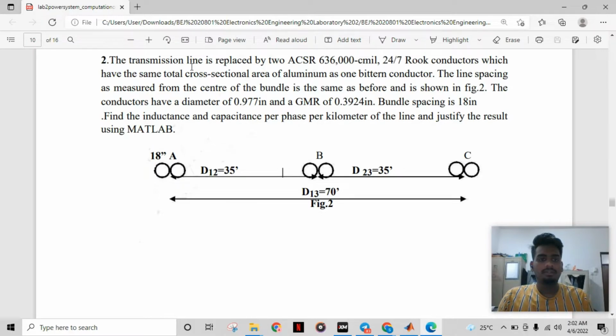Exercise 2 is that the transmission line is replaced by two ACSR 636,000 CMIL 24/7 conductors which have the same total cross-section area of aluminium as one Bittern conductor. The line spacing as measured from the center of the bundle is the same as before and is shown in figure 2. The conductors have a diameter of 0.977 inch and a diameter of 0.3924 inch. The bundle spacing is 18 inch. We need to find the inductance and capacitance per phase per kilometer of line and justify the result using MATLAB. So this is the given figure 2.